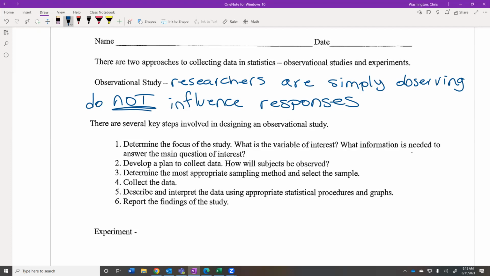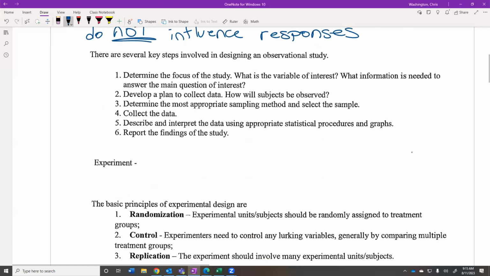All right, several key steps are involved in designing an observational study. A lot of times I just like to type this stuff up, so it saves us a lot of time in class. One, we have to determine what we're trying to study. What are we trying to figure out? What is the variable of interest? And what information is needed to answer the main question of interest? We're going to see a couple examples today.